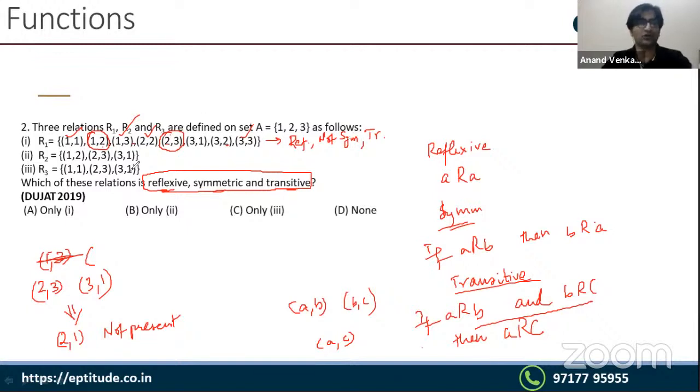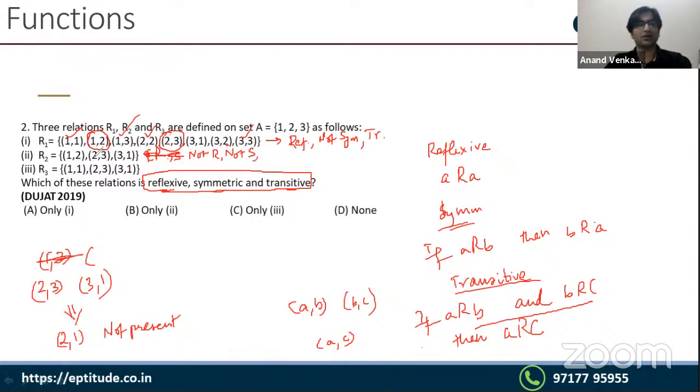Similarly, if I go to R2, now here look, my inputs are 1, 2 and 3. 1, 1 is missing, 2, 2 is missing, 3, 3 is missing. So this is not reflexive. Similarly, it's very easy to prove that it's not transitive. 1, 2 is there, but 2, 1 is not there, so this is not symmetric either. It's not reflexive. It's not symmetric.